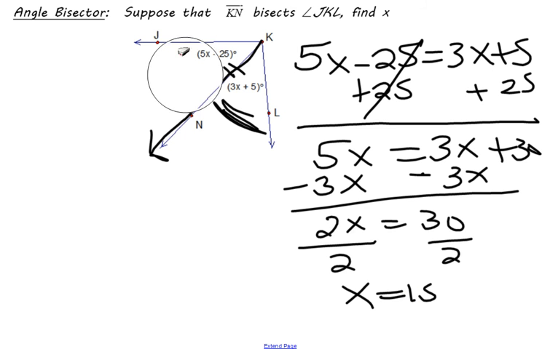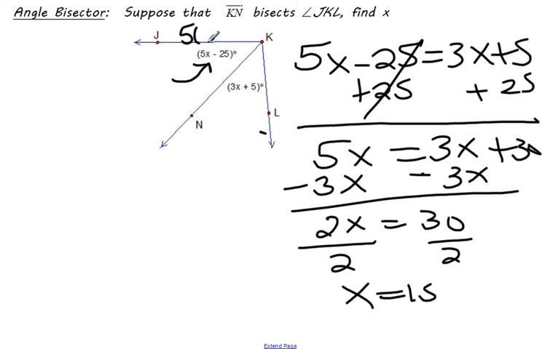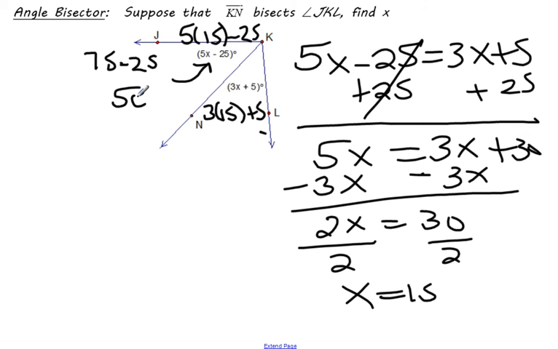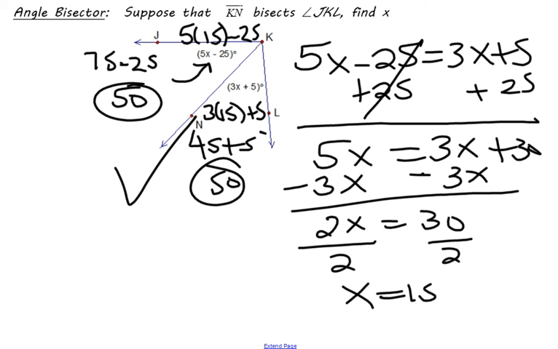And I never want to stop there. In order to check your work in geometry, you always substitute your x back in and make sure that you get, in fact, two congruent angles. So 5 times 15 minus 25 should equal 3 times 15 plus 5. 5 times 15 is 75 minus 25, and 75 minus 25 is 50. So this angle 50 should equal 50 here too. 3 times 15 is 45, plus 5 is 50. So I know I did that problem correctly.